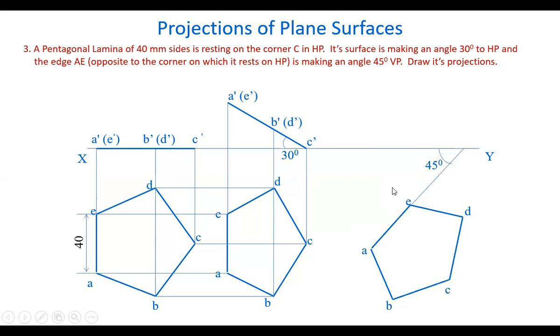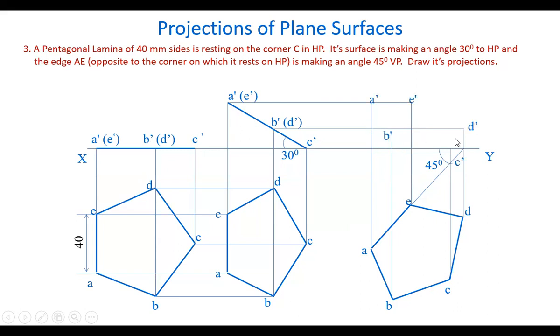Now, let's draw the front view. How? Draw projectors from all the points here. Draw horizontal lines from these points. The intersection points are marked here as A, B, C, D, E. Join them by straight lines. We get the front view. So these are the final projections of the pentagonal lamina in this position. So these are the final projections.